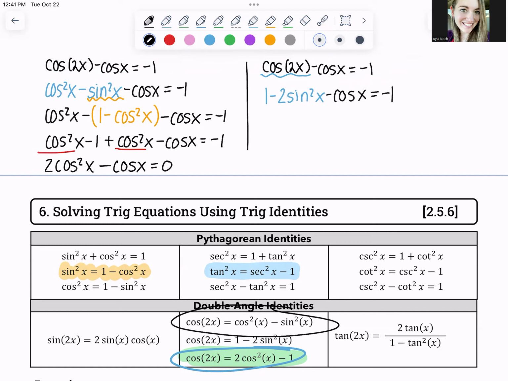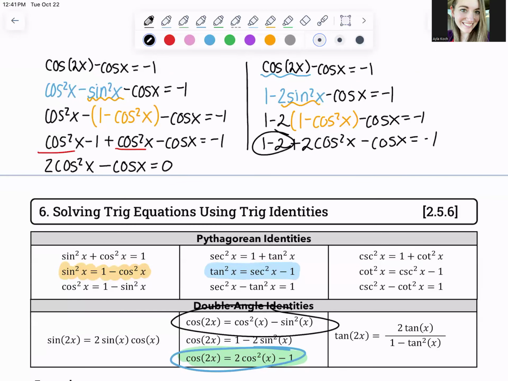You would have thought the same thing here. Hey, I need to do something about the sine squared. What can I do about the sine squared? Well, we have, again, the same exact formula: 1 minus cosine squared is equal to sine squared. So 1 minus 2 times (1 minus cosine squared x). It all would lead back to the exact same place. Distribute the 2: 1 minus 2 plus 2 cosine squared x minus cosine x equals -1. Here you have 1 minus 2, which is -1. Add the 1 over, it cancels. 2 cosine squared x minus cosine x.